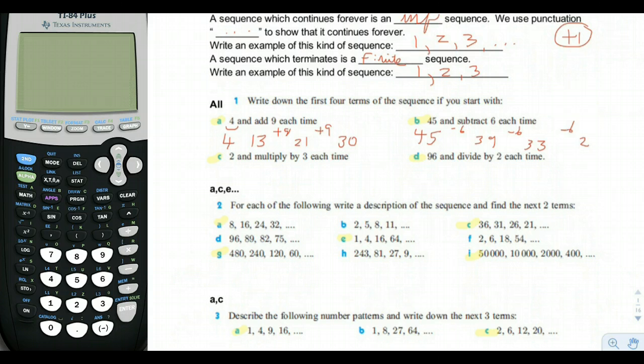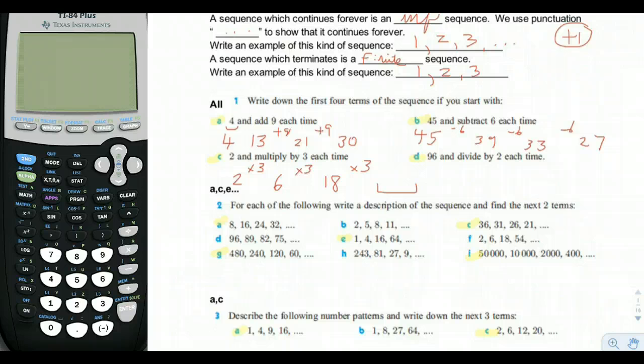27. Okay. Now, next one. Multiply by 3 each time. So do you see that the only common thing here is that we're always using a math rule to figure out what the next term is? Not necessarily multiplication, not necessarily division, not necessarily addition, and not necessarily subtraction.